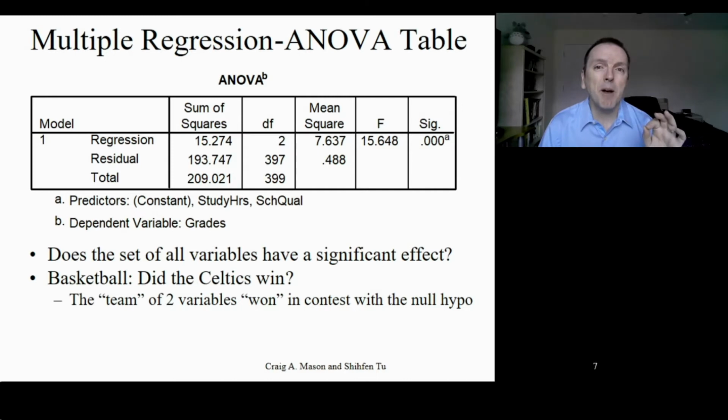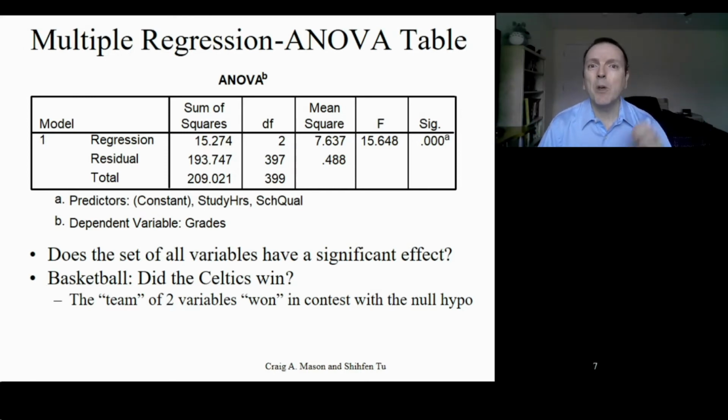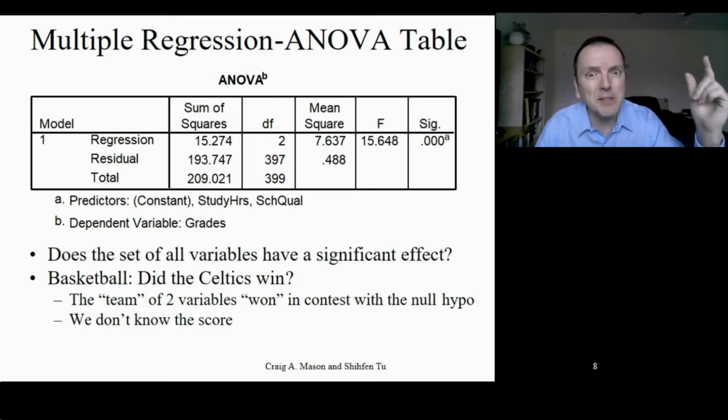Now, sticking with basketball, you can see from this that our team of two variables won their contest against the null hypothesis. They were able to reject the null. Woo-hoo. Note that we only know that our team won. We don't know what the score was. We don't know if it was a squeaker or a complete blowout. From the statistical perspective, we know that we rejected the null hypothesis, but the ANOVA table doesn't tell us whether the effect was large or small. Maybe it was huge, or maybe it was relatively tiny, but statistically significant.